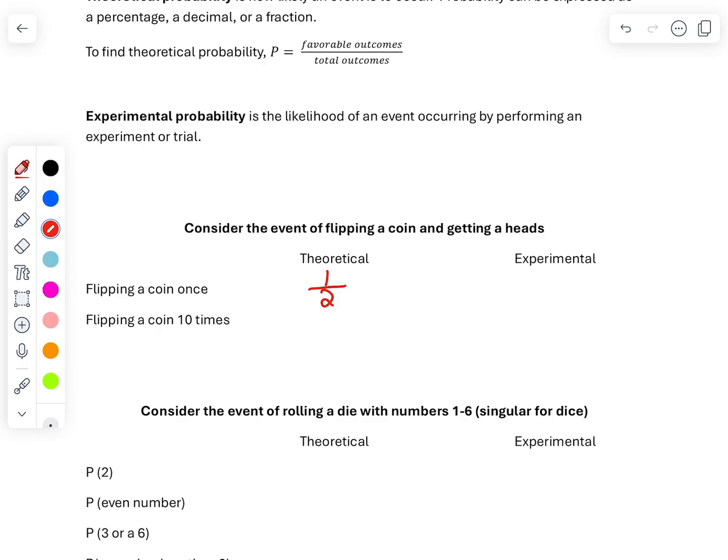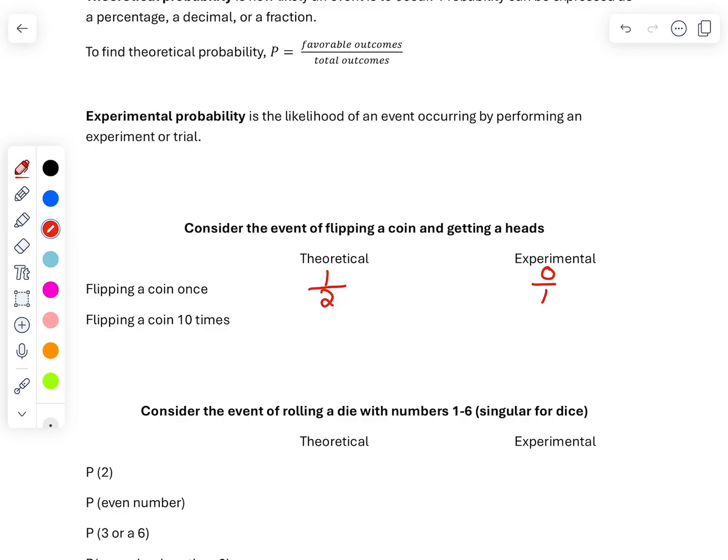Experimentally, I'm actually going to flip a coin right now. And I got a tails. So experimentally, I got 0 heads out of 1 total flip. So you can see that they are not always the same. Sometimes they will be, but they do not have to be.